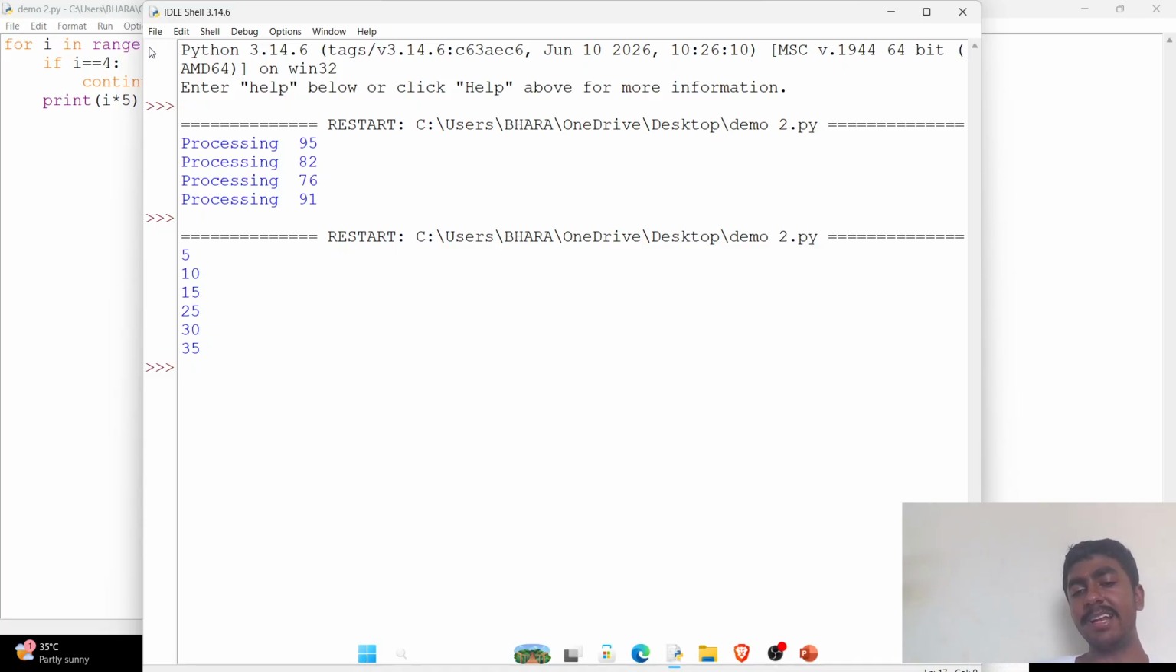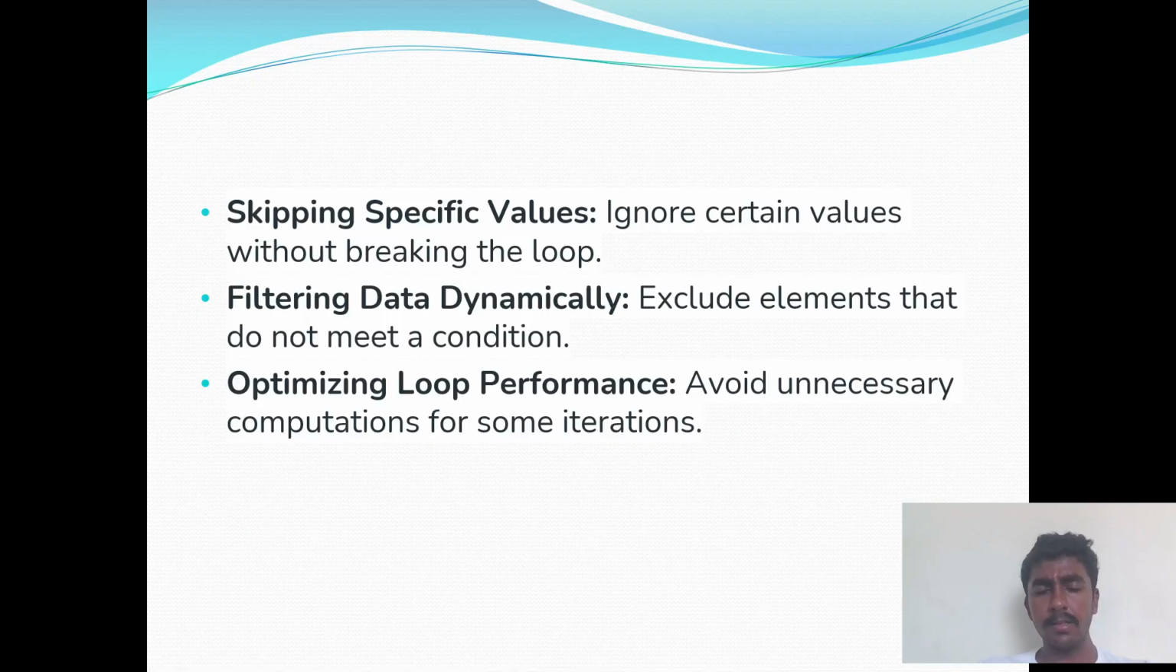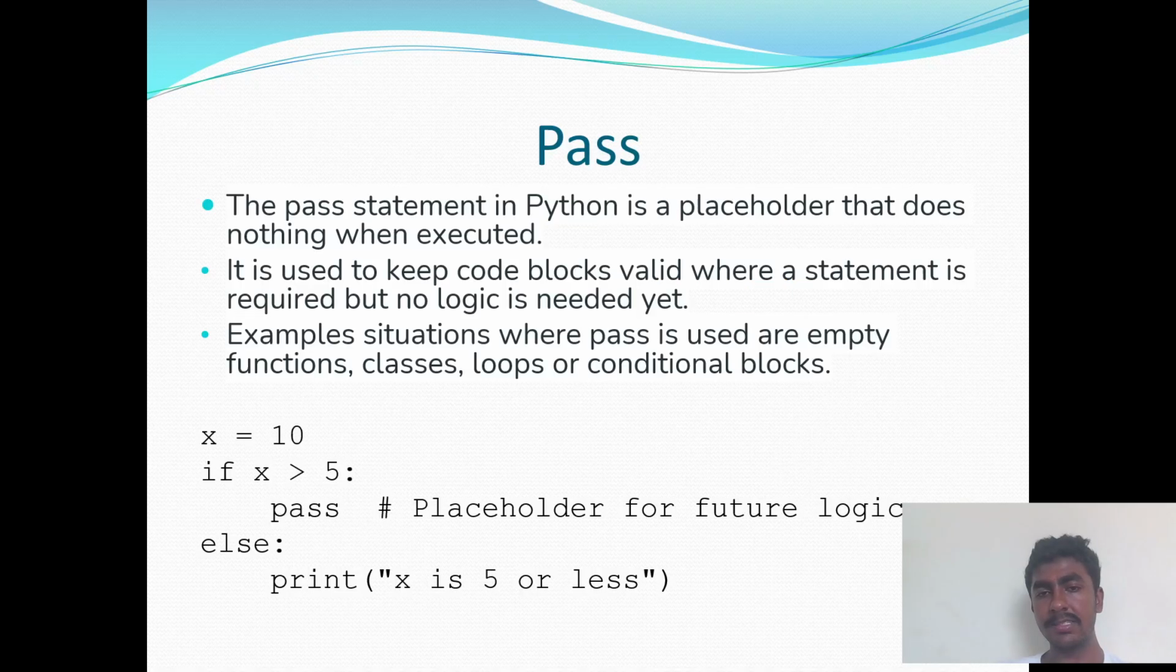Now imagine you are writing a program, but you haven't decided what code to put inside a loop or an if statement yet. Python normally gives an error if the block is empty. So how do programmers leave an empty block temporarily? This is where the pass statement comes in. We have learned two loop control statements, break and continue. But let's learn something completely different.